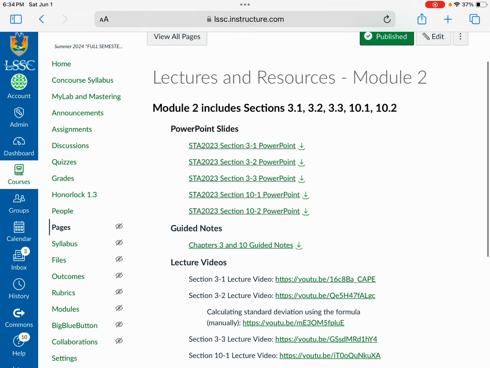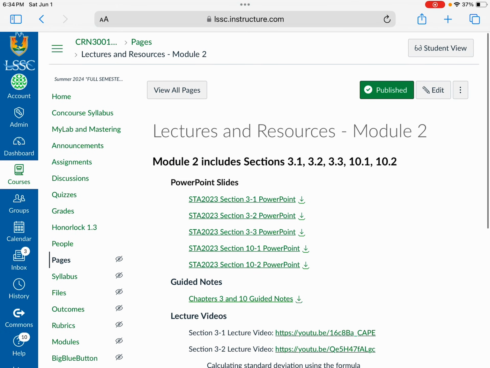I hope that you have found this to be very helpful. If you do have any other questions, feel free to reach out to me individually. Please remember that there are no extensions to assignments or to tests, so plan carefully so that you complete everything that is due tonight, as well as your test by Tuesday, June 4th.